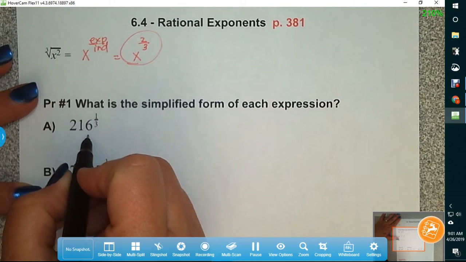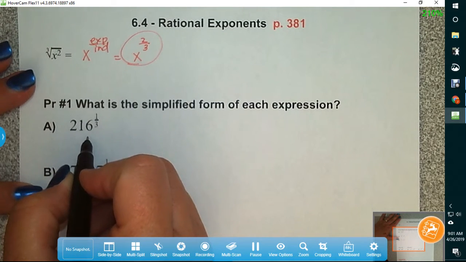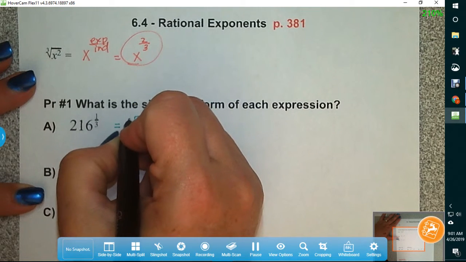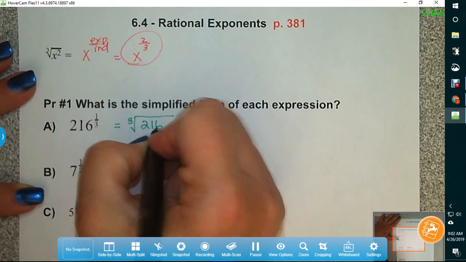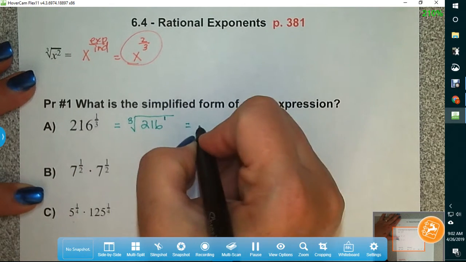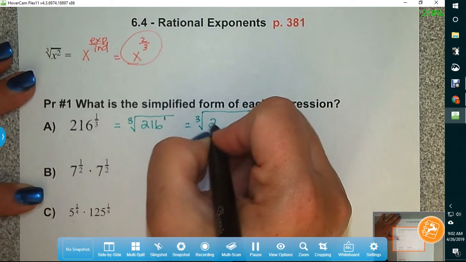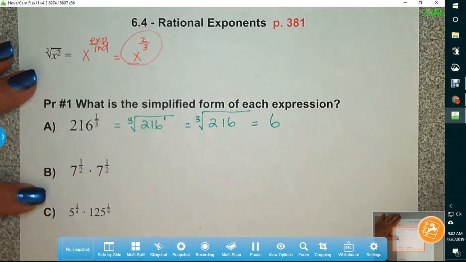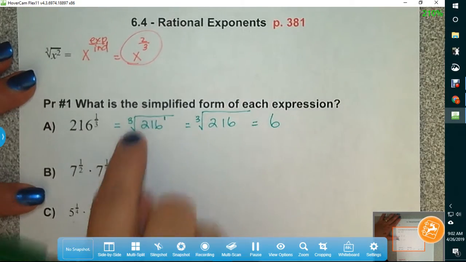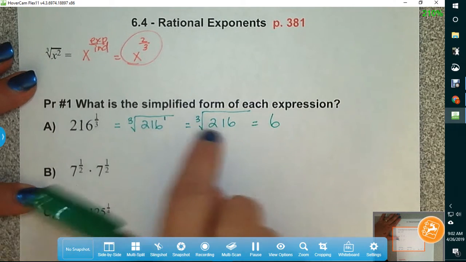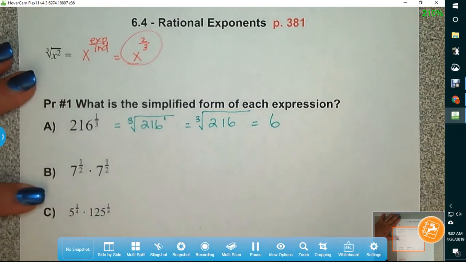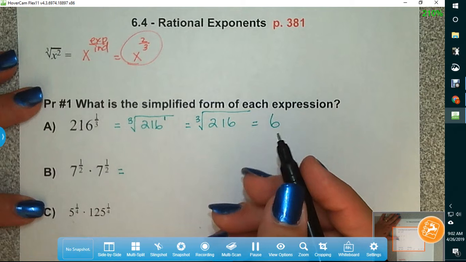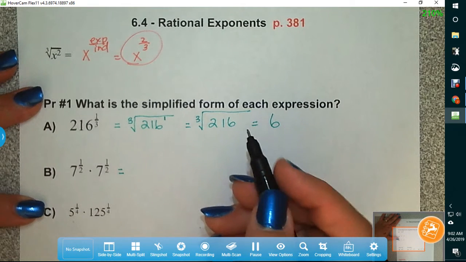So when they ask me to simplify 216 to the 1/3 power, in my mind, I'm thinking, well, that means the cube root of 216 to the 1st power. So that's just the cube root of 216, which we know is 6. Okay, hopefully after you do several of these, you won't have to write this step down. You'll be able to see this step in your head. If not, write it down. There's no harm done.